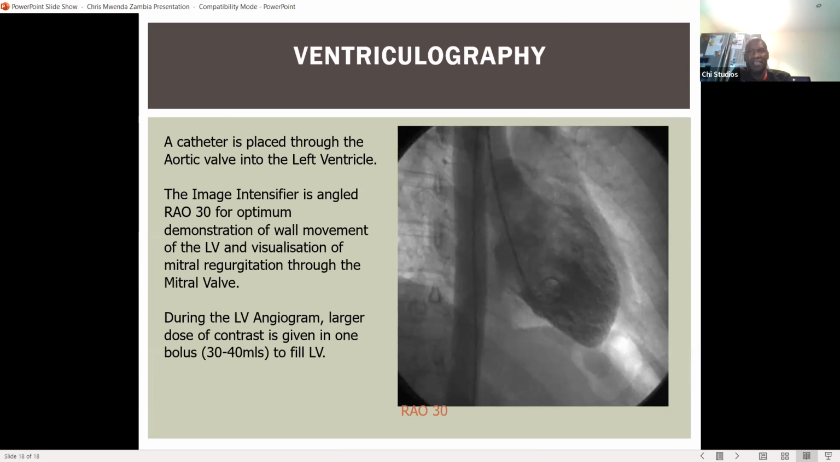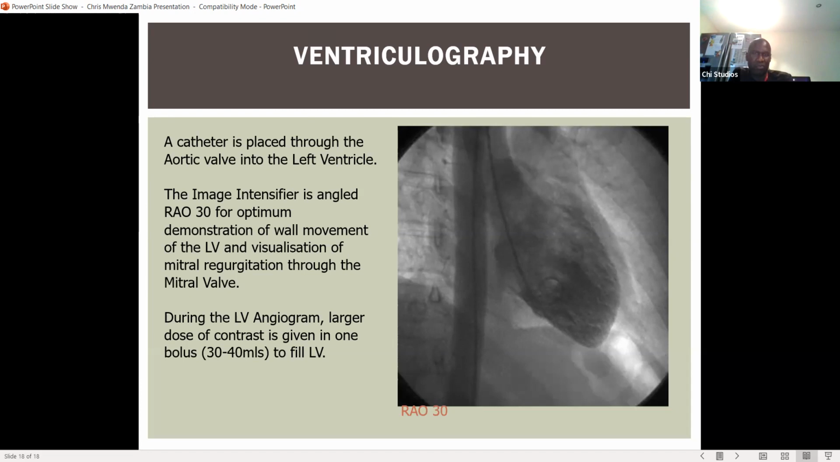Basically, when you have done a PCI, most of the consultants would request, let's do an angiogram. We have got special equipment which we use for left ventricular gram. You set it for about 30 mils of contrast injected at high pressure, so you can have a good picture.